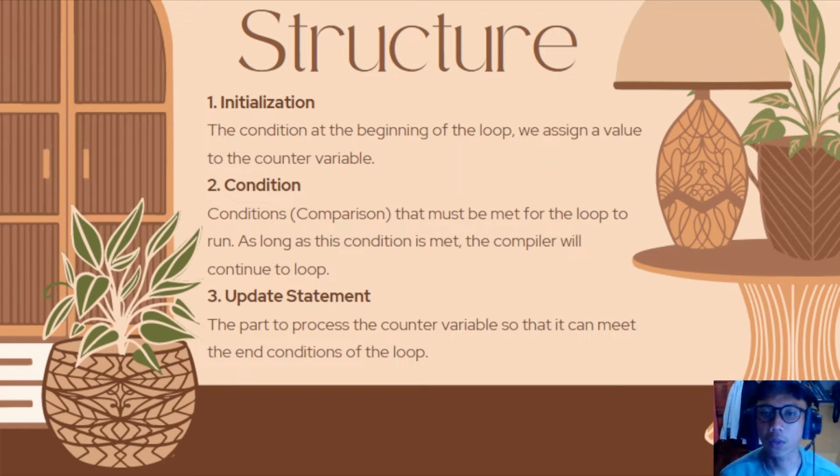Second one is condition. Conditions are comparisons that must be met for a loop to run. As long as this condition is met, the compiler will continue to loop. Third one is update statement. The part to process the counter variable so that it can meet the end conditions of the loop.